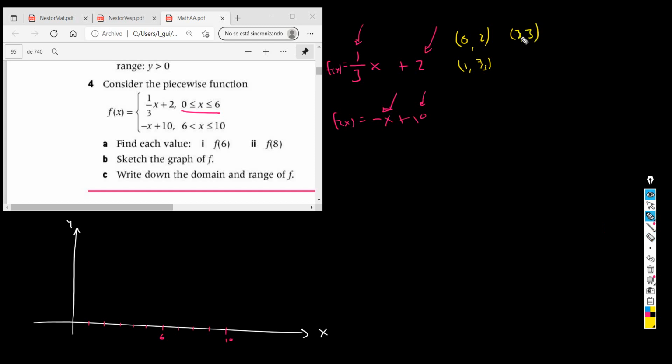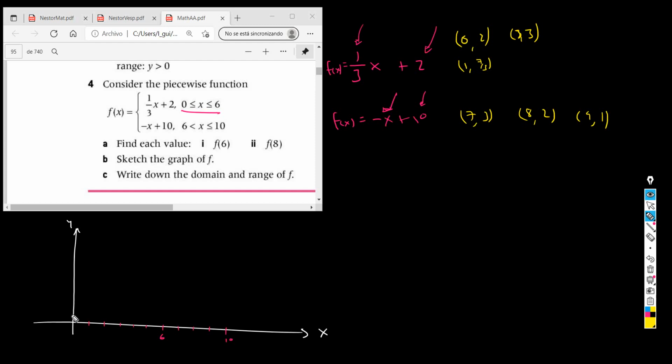3 comma 3. Okay, and you do the same for this one. Give x certain values over its domain, which is from 6 to 10. For example, if you give x the value of 7, you're gonna get minus 7 plus 10, that's gonna be 3. And then if you give x the value of 8, you're gonna get 2, 9, 1. That's it. With these points, guys, you're ready to draw the lines.